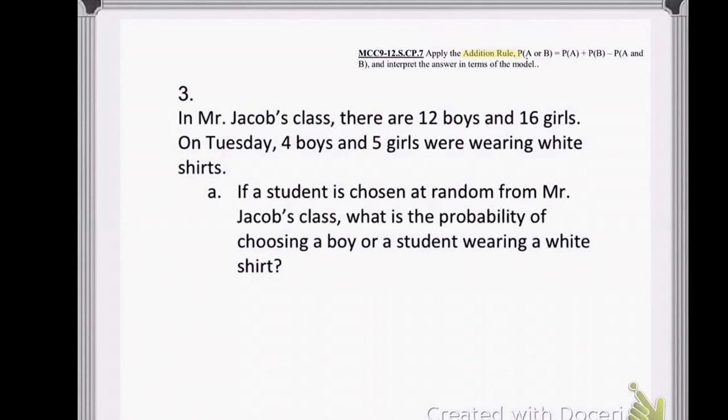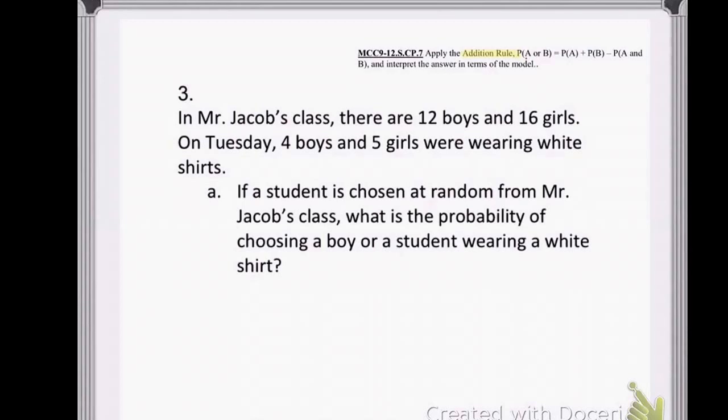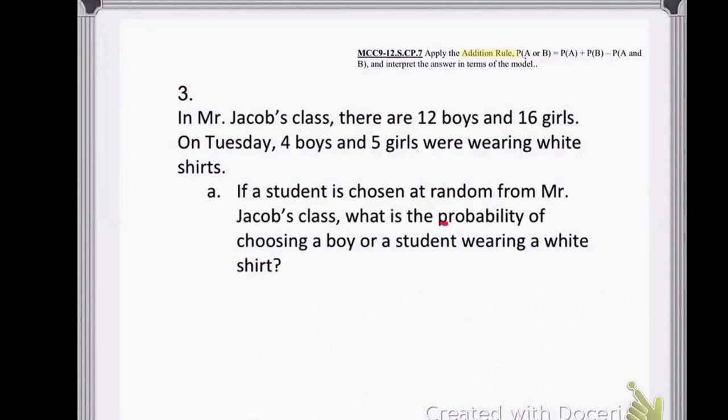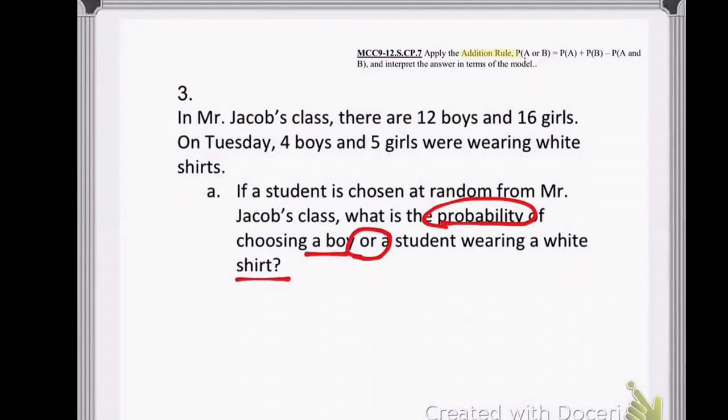Number 3, in Mr. Jacobs' class there are 12 boys and 16 girls. On Tuesday, 4 boys and 5 girls were wearing white shirts. If a student is chosen at random from Mr. Jacobs' class, what is the probability of choosing a boy or a student wearing a white shirt?